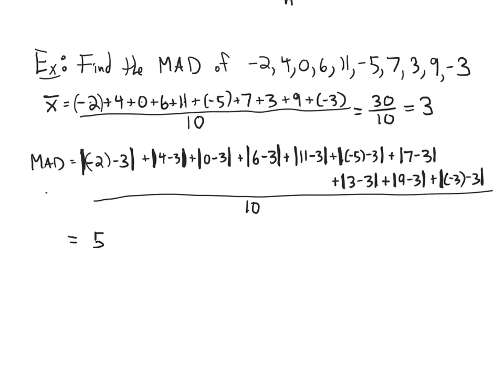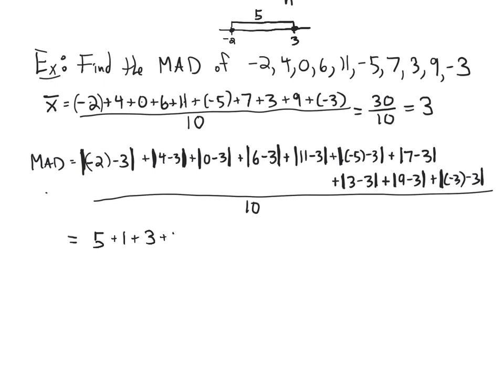And maybe I'll just explain again really quickly. I'll do it up at the top here. If I have my number line, I know that my mean is 3, and I have this point, -2. What's the distance between those if I measured it with a ruler? It's going to be 5 units. So that's what that represents. So 5, that's the first one. 4 minus 3 is 1. 0 minus 3 is -3, but we're taking the absolute value, so it's 3.